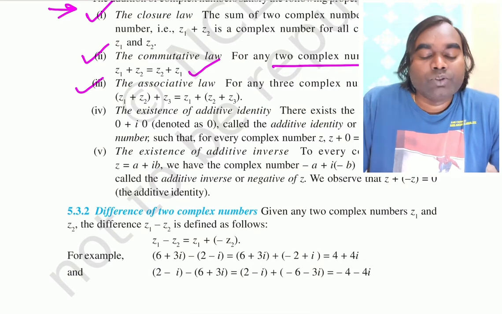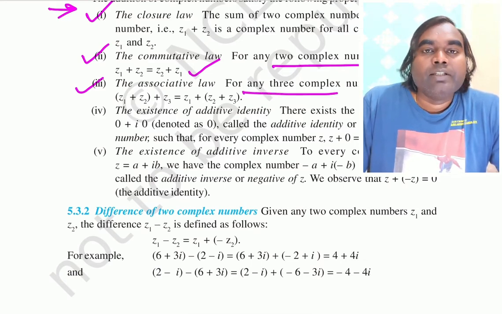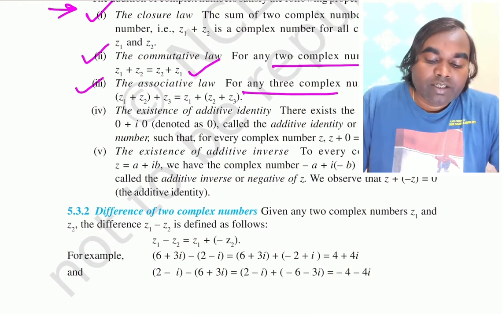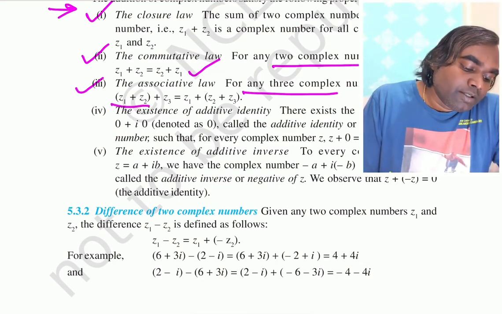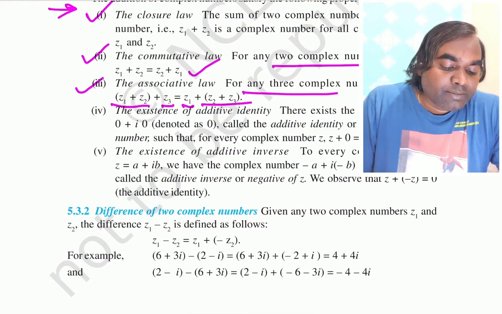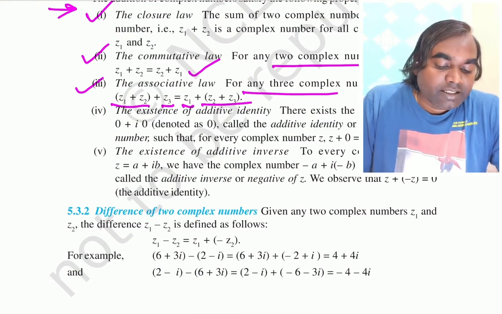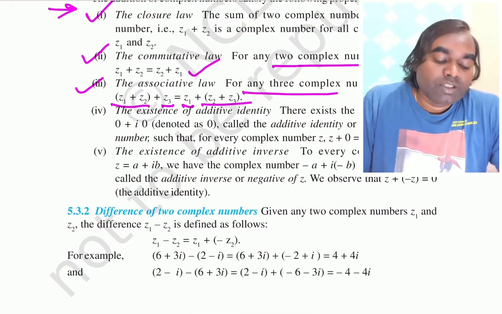Similarly, the associative law: for any three given complex numbers z1, z2 and z3, if z1 plus z2 plus z3 is equal to z1 plus z2 plus z3 in either grouping, that means they are following the associative property, then we say that the complex numbers are following the associative law.